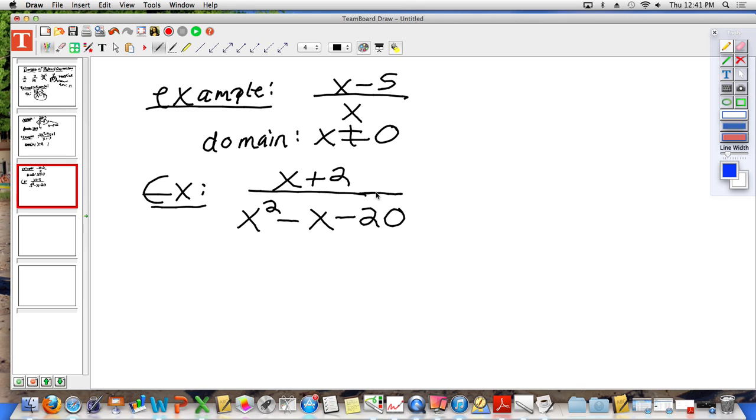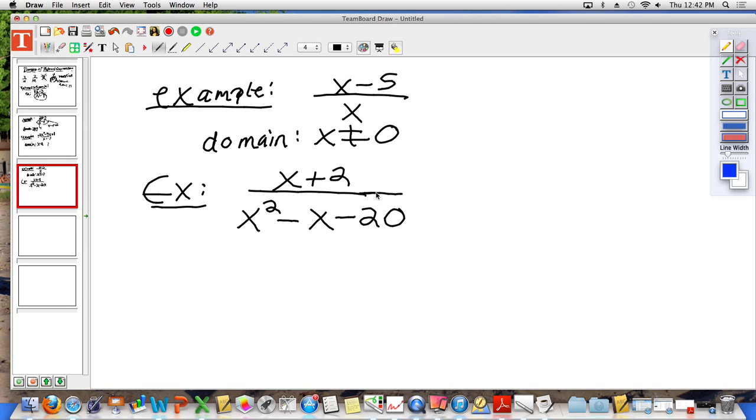Can I add this x squared and x together? No, can't do that. They're not like terms. We just spent a whole day on it yesterday, and in the beginning of today too. We have to factor. That's why I taught you factoring, because we're going to use it now. We have to factor this.